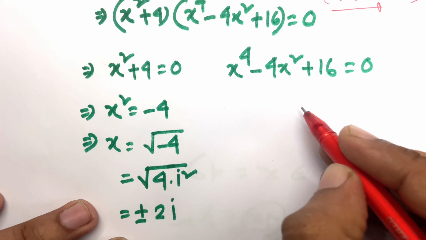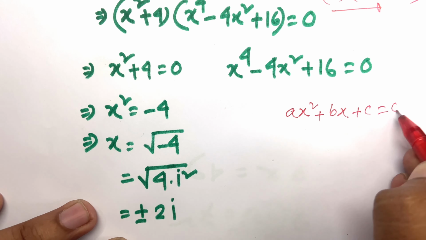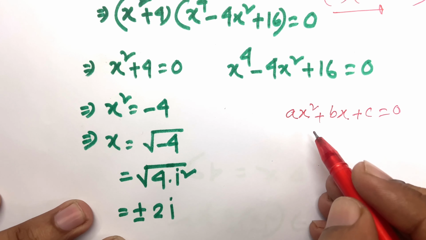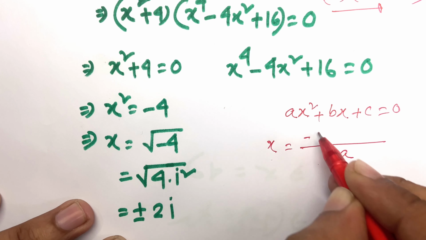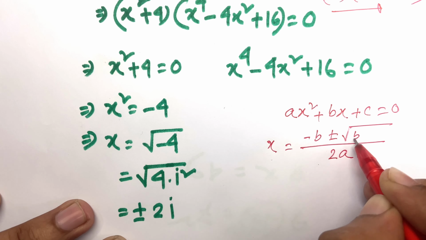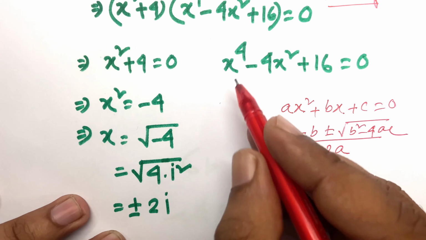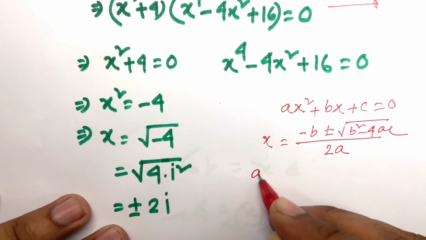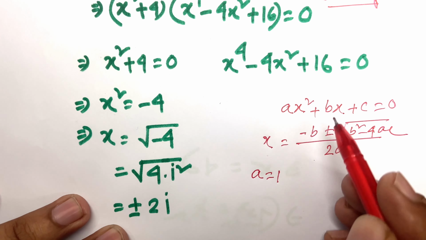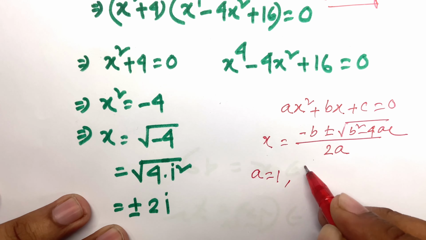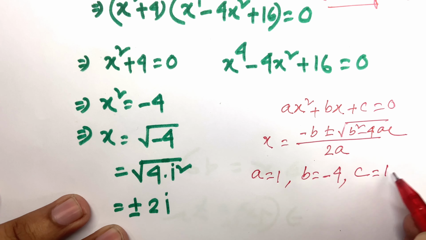We know that for ax square plus bx plus c equal to 0, the value of x is minus b plus minus root over b square minus 4ac, over 2a. Here is x to the power 4, so if I compare this equation with that equation, I can say easily a equal to 1, b equal to minus 4, and c is equal to 16.